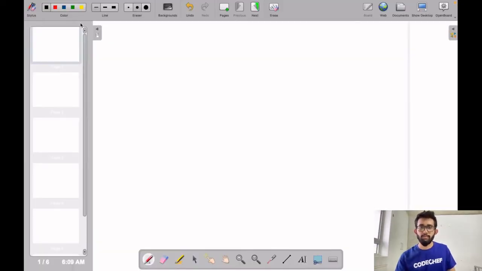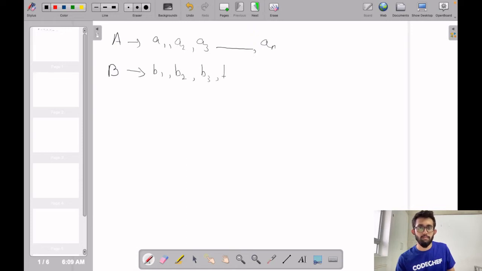Let's try to come up with an algorithm for this problem. We are given this array A. Let's say it is A1, A2, A3 up to AN. Now let's assume that we are able to find a rearrangement. Let our array be B. Now let's try to draw some observations about this array B.